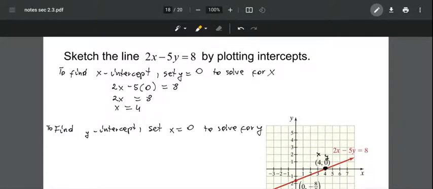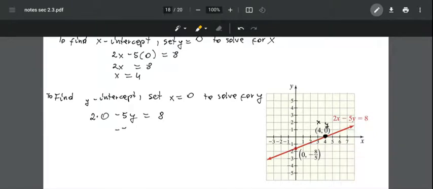So we're going back to the equation. We're making x equal 0, and we're going to solve the equation for y. So we have -5y equals 8. Divide both sides by -5, and we're getting y equals -8 over 5. So this is the y-intercept, -8 over 5, which technically is the point 0, -8 over 5.